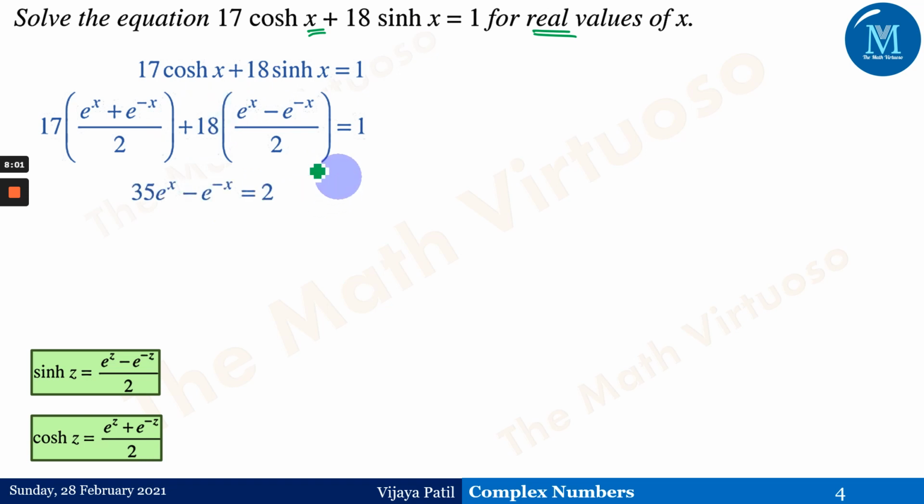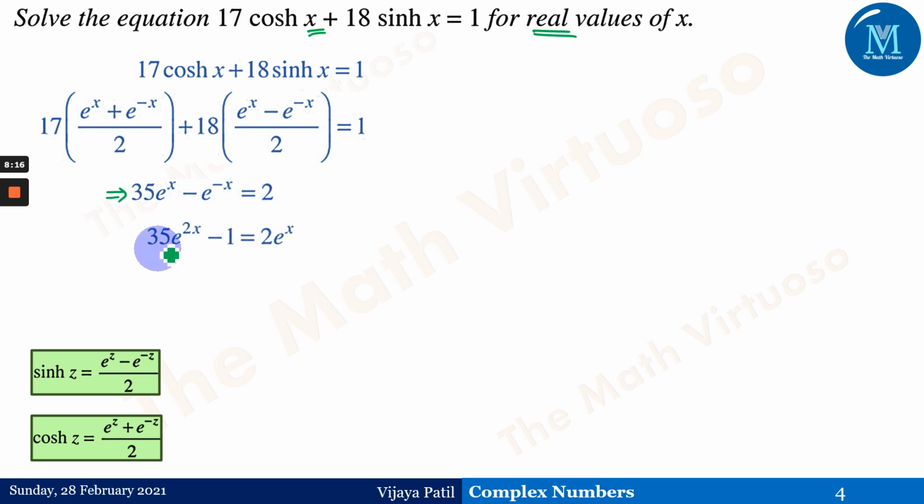Now just by doing the adjustments, cross multiplying, and adding the indices of e to the power x and e to the power minus x, we'll be getting this type of equation. Just pause the video and try to get this as the particular equation of this kind.